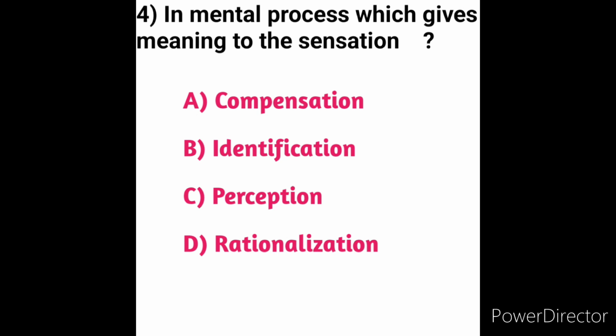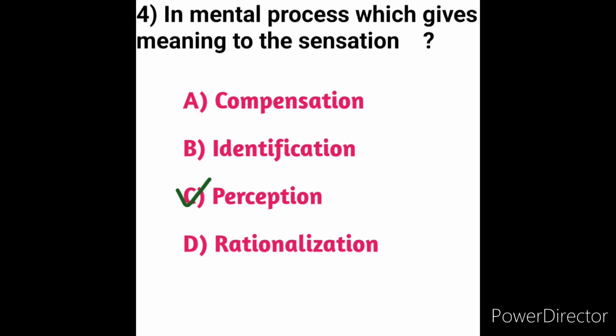In psychology, sensation is a conscious or mental process generated by stimulating a sense organ, sensory nerve, or sensory region in the brain. In mental process which gives meaning to the sensation means perception is the perfect term. Sensation is an input about the physical world obtained by our sensory receptors. Here option C, perception is the correct answer.